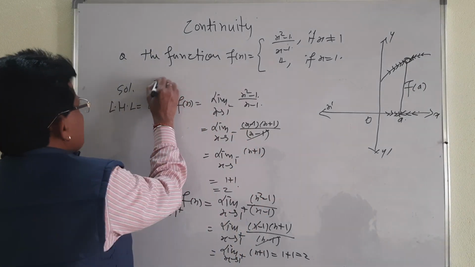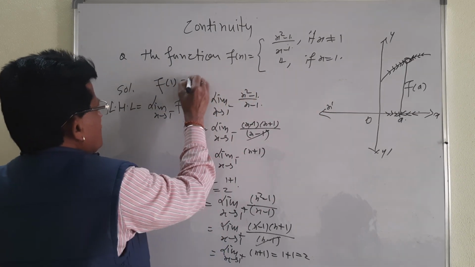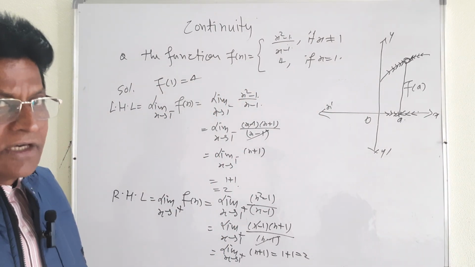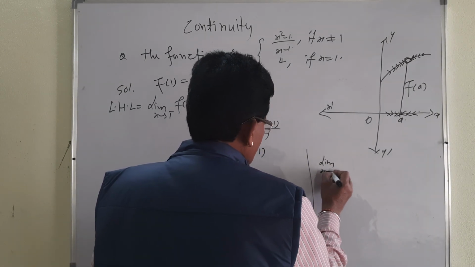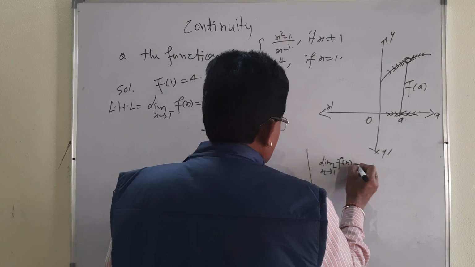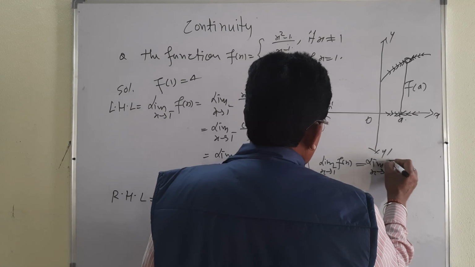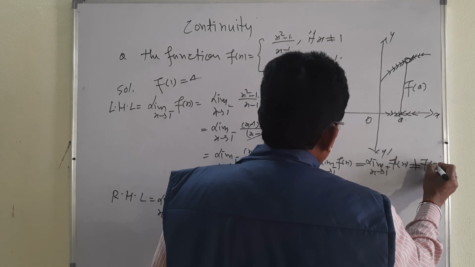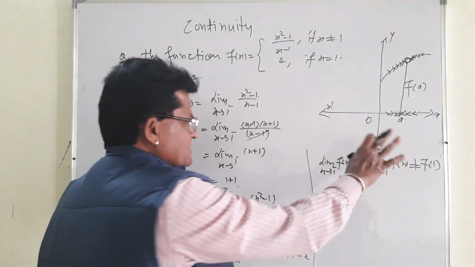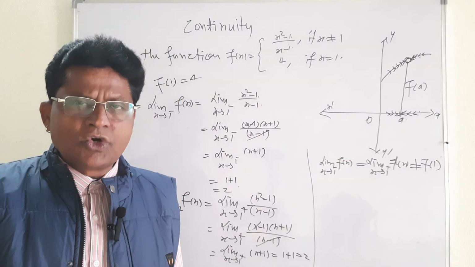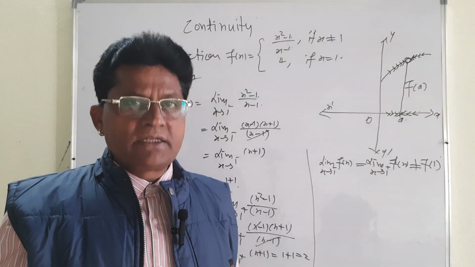But one thing, f(1), if x is equal to 1, f(1) will be equal to 4 as given in the beginning. Then what happened? Left limit of this function is equal to right limit of this function, but does not equal f(1). It is not a continuous function. It is a discontinuous function. But what kind of discontinuous function? Removable discontinuous function.